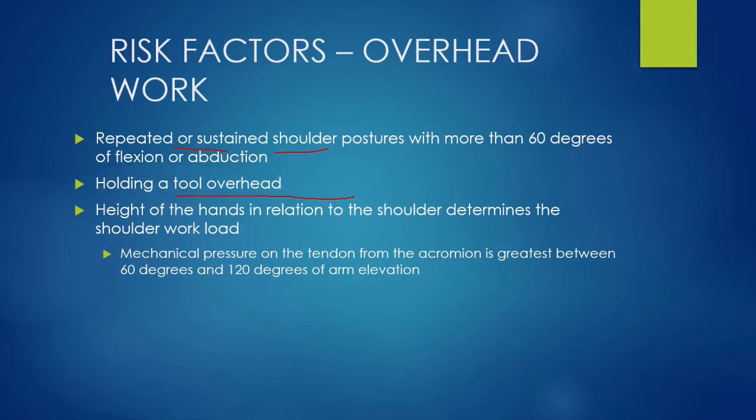So mechanical pressure on the tendon from the acromion, in other words, the direct compressive pressure on the tendon, is greatest between 60 and 180 degrees of arm elevation, either arm abduction or arm flexion. So let's take a look at what this looks like diagrammatically.